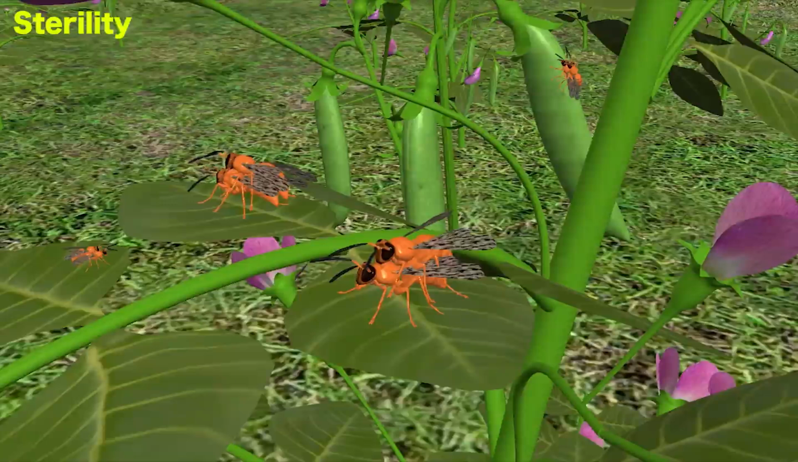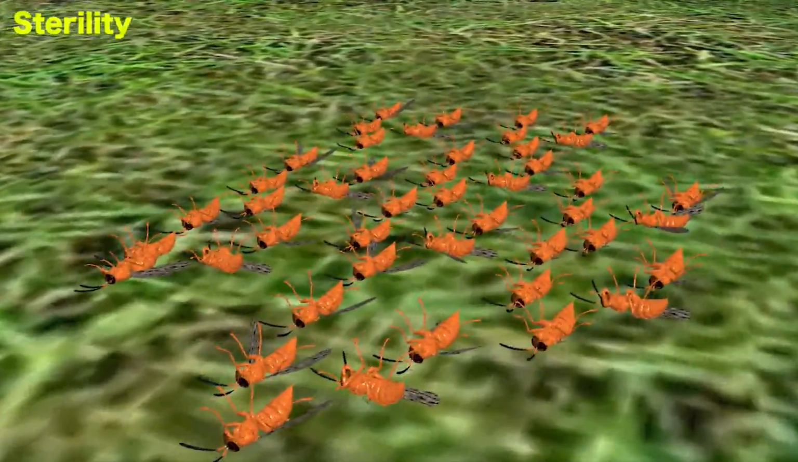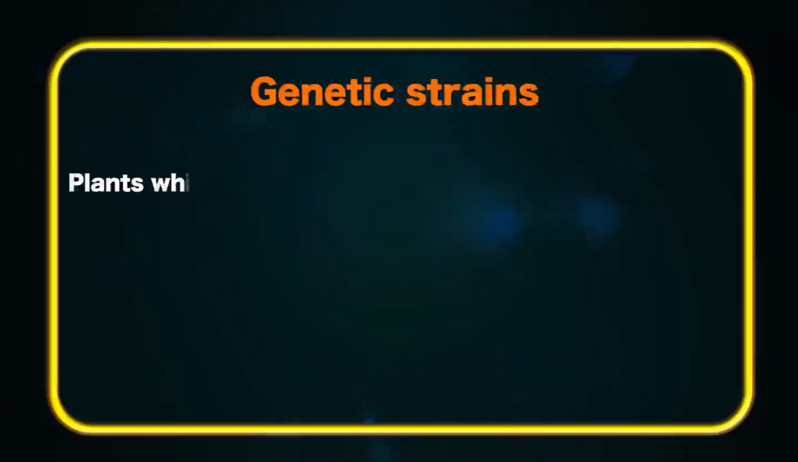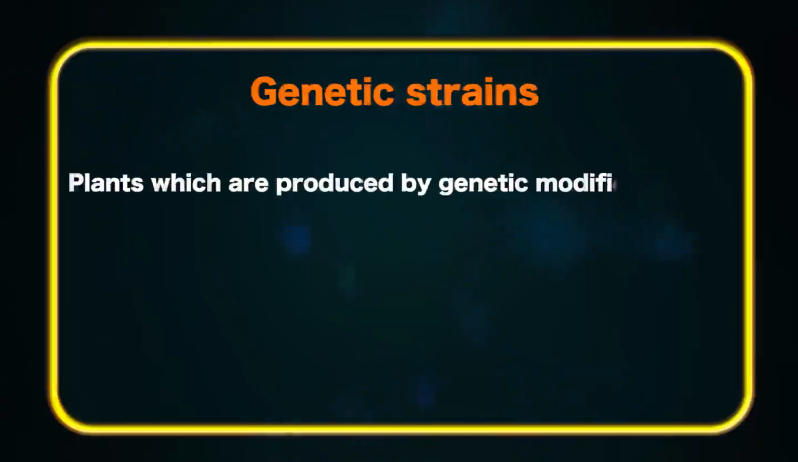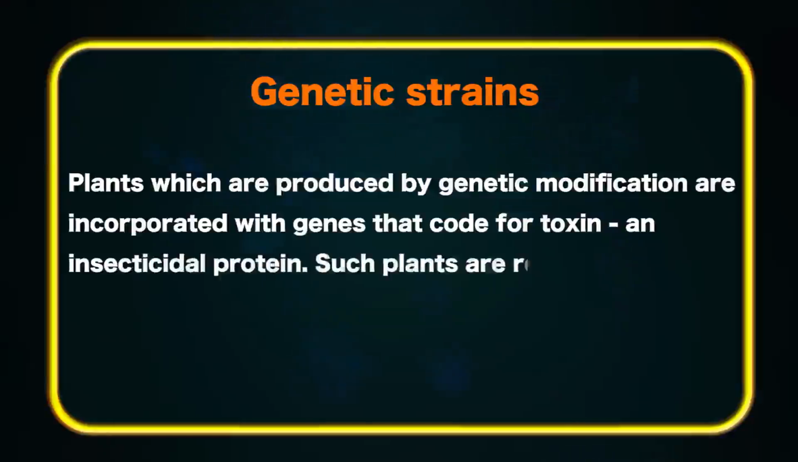Once the males are released and mate with the females, the females will not be able to reproduce and thus eventually die, not enlarging the population. Genetic strains. Plants which are produced by genetic modification are incorporated with genes that code for toxin and insecticidal protein. Such plants are resistant to insect pests.